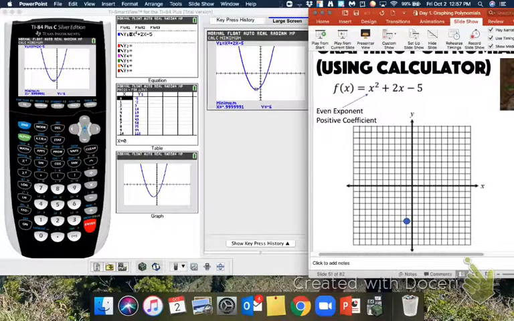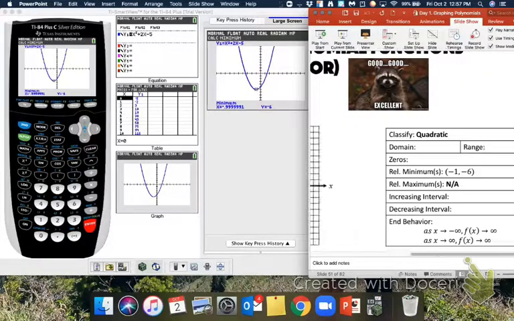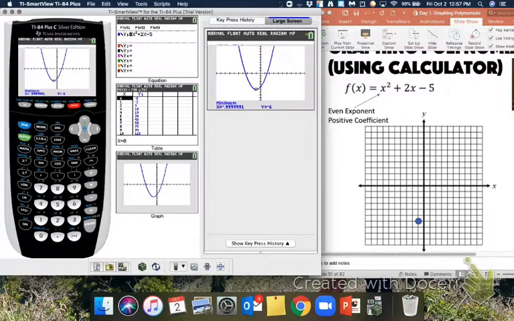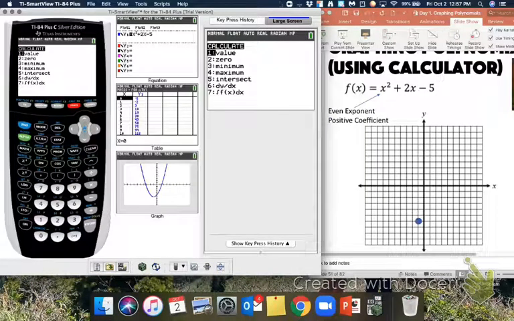And it looks like we also have zeros here. Let's find those zeros. So to find the zeros, we're going to go second trace. Use second trace a lot. And then go to zero.